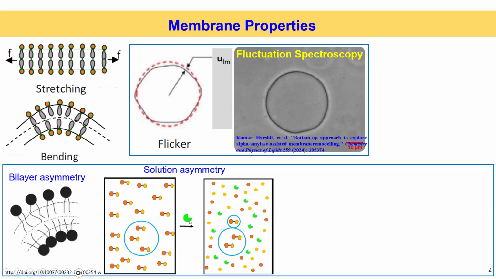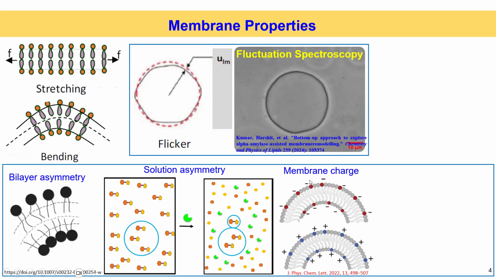Invertase is the enzyme which decomposes sucrose into two molecules, glucose and fructose. When we put this invertase in the exterior of the vesicle, it starts decomposing the sucrose into glucose and fructose in equal amounts. So now inside the vesicle there is only sucrose, but outside there are different sugars. So the outer leaflet has a different solution from the inner leaflet. This is known as solution asymmetry, and it creates a bilayer asymmetry.